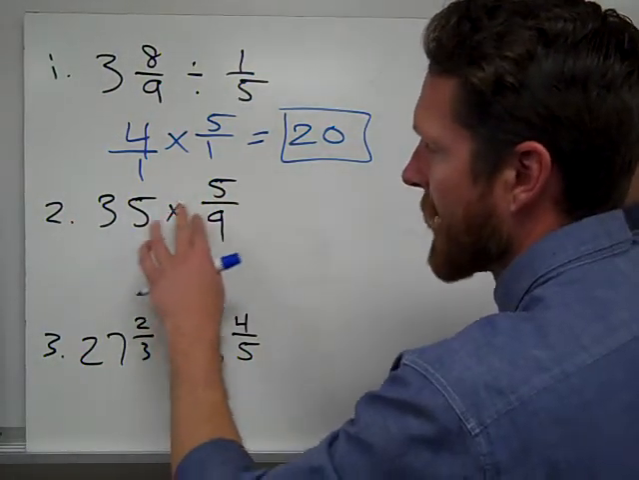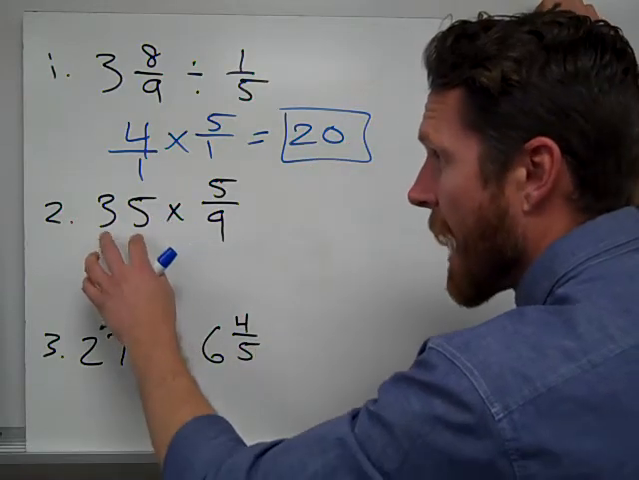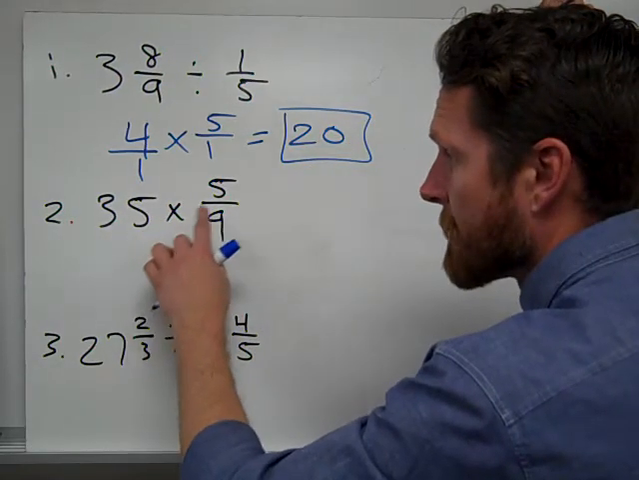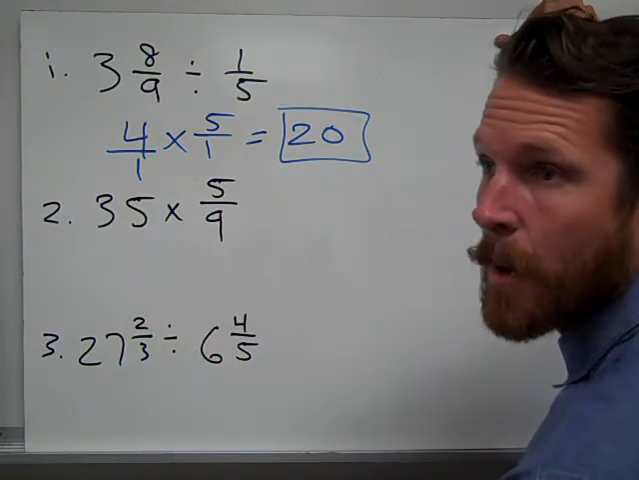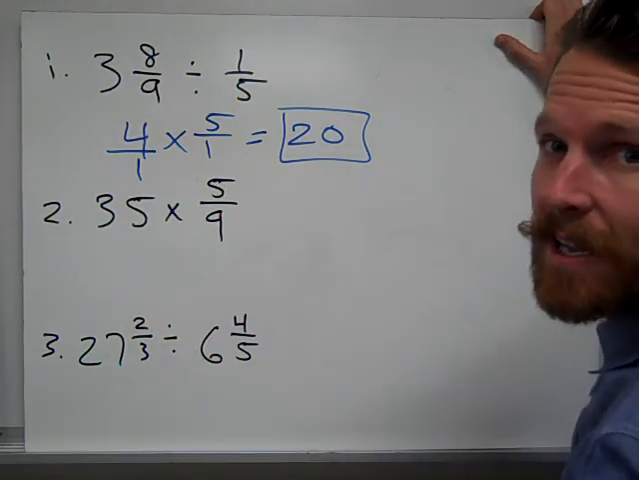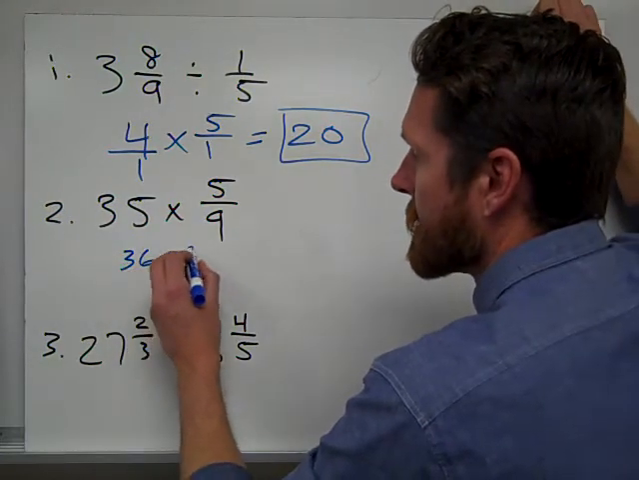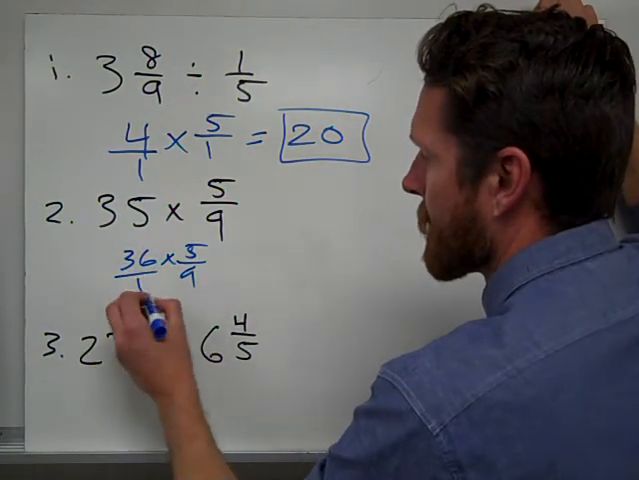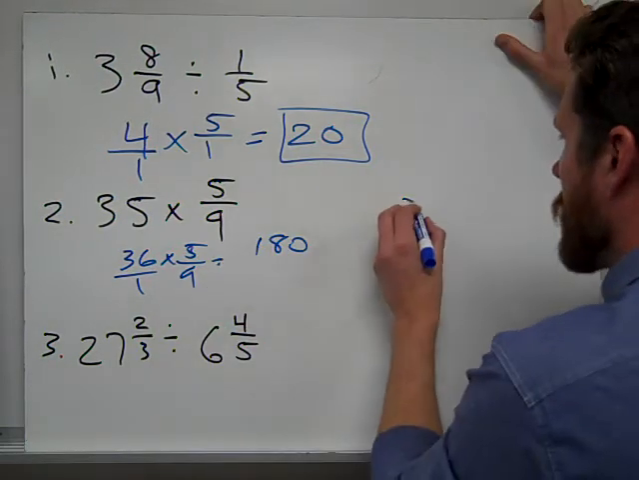It's already set up in multiplication. Okay? And so if I'm thinking in my mind, I know that 35 times 5 is like 170. And 9 can't go into that evenly. But 9 can go into 180 evenly. Which means I round this to 36 times 5. Which equals 180. Right? Let's just double check my math.